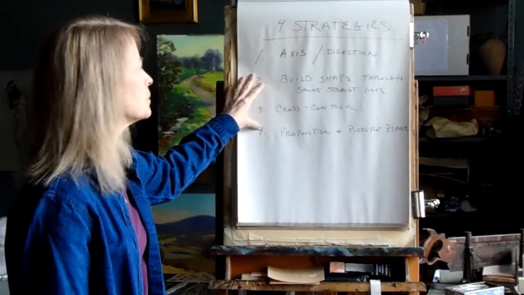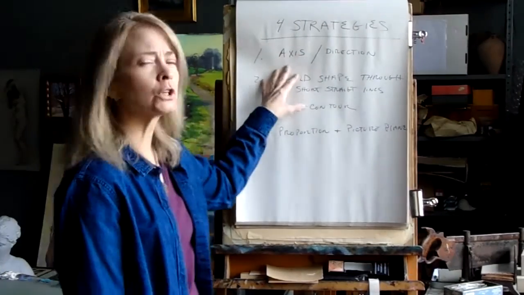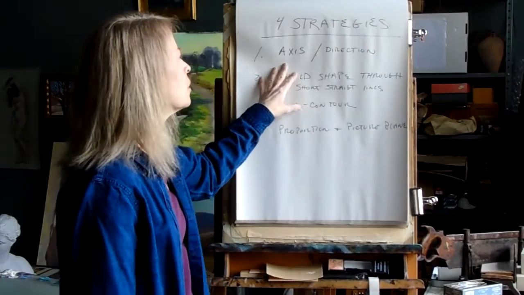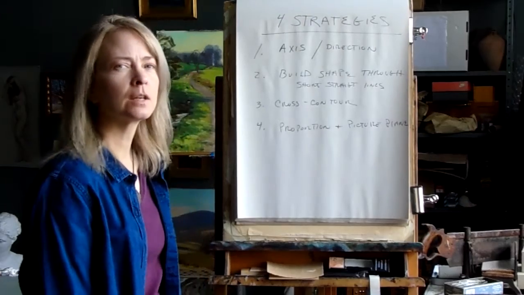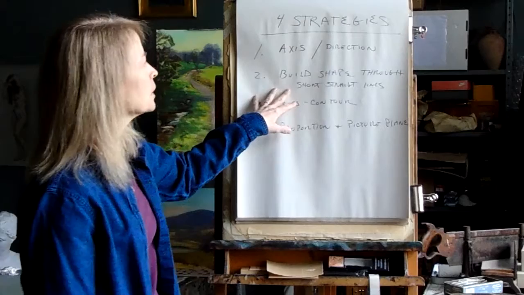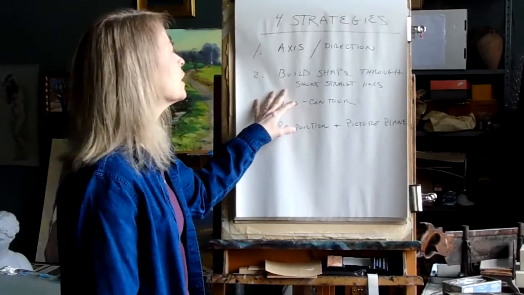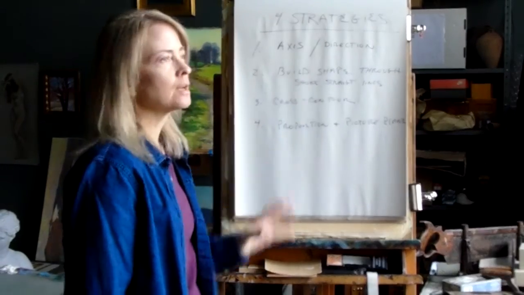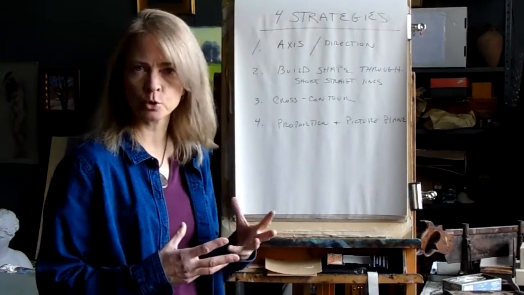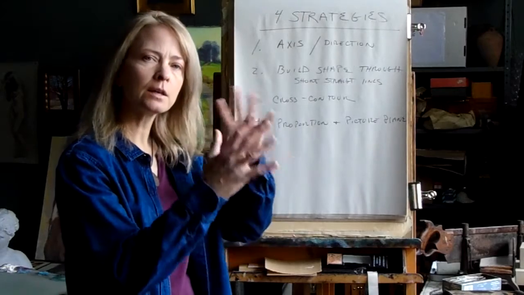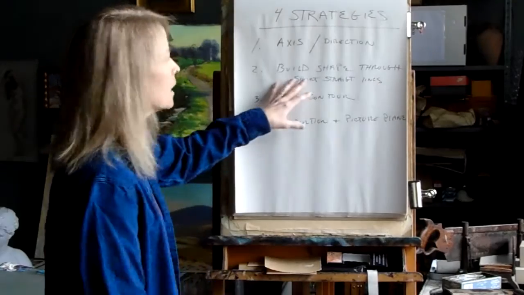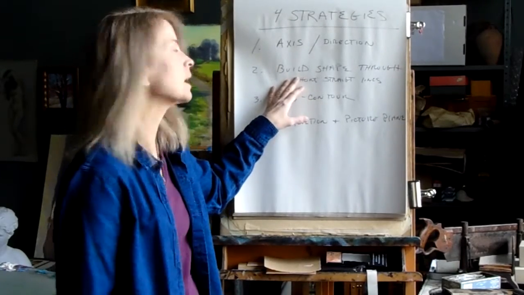When we look at an object, we're going to look at the axis of the object, which is the center line, or the direction that that object is moving in. Okay. Secondly, we're going to build the shape of that object through short, straight lines. Think of it, if I have an onion, think of it as like a piece of wood. And I'm going to chip away at the form to understand its actual shape, okay, by using short, straight lines.